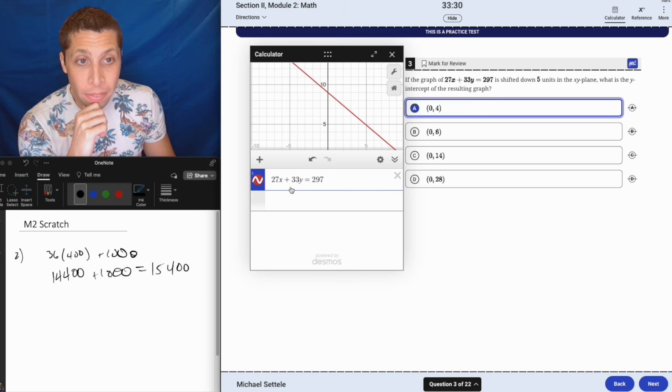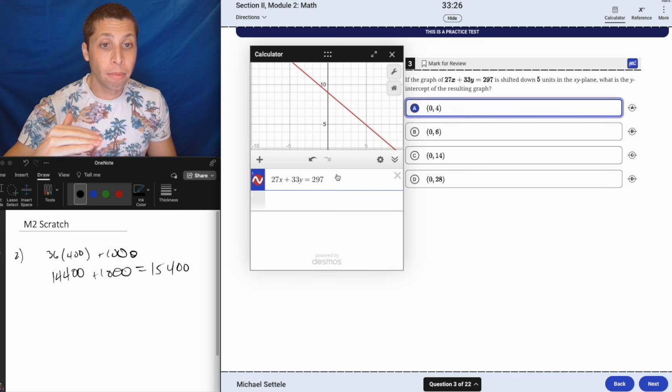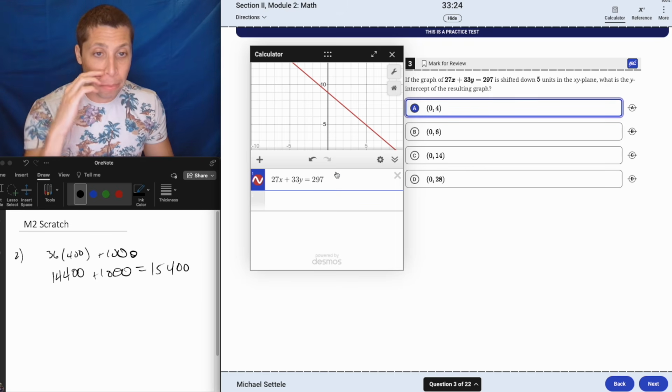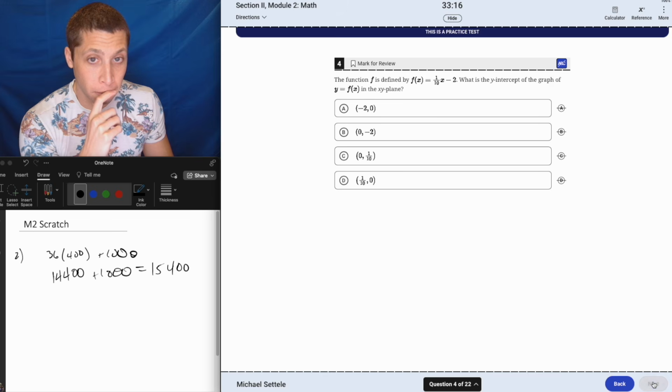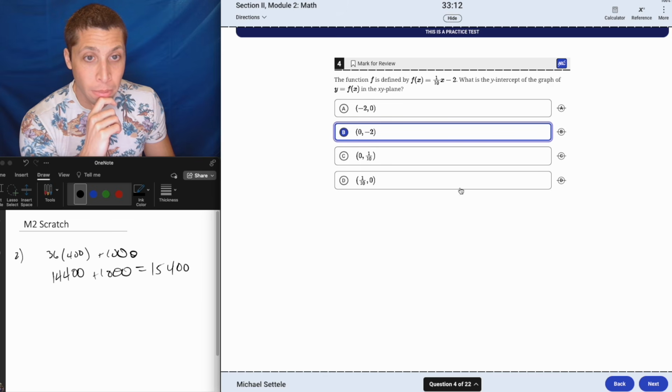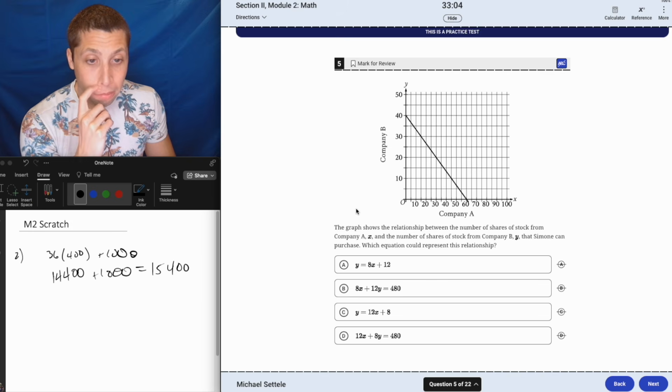Did I enter it right? 27x plus 33y is 297. It's shifted down, right? So we're not shifting it back up. So that would be the trap, I guess. What is the y-intercept? -2. Plug in 0, kills this off, -2. I mean, you could put this in Desmos. If I have time, we'll come back and do it, but I don't foresee this.